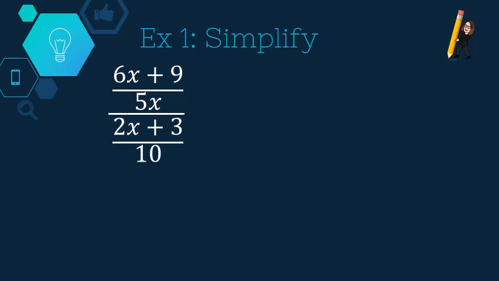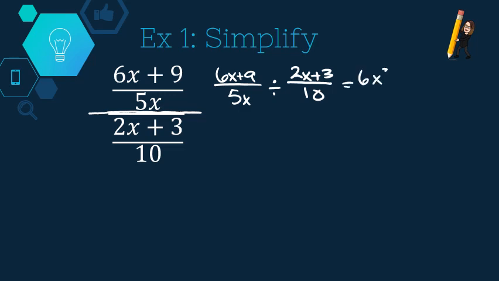To start off here, I can see that I have a fraction within a fraction. The first thing I'm going to do is rewrite it with a division symbol. Now, as I'm doing this, some of you might think, well, why not just multiply by the reciprocal right away? I'm okay if you jump to that step. So if you want to skip and go straight here, (6x+9)/(5x) times 10/(2x+3), you can do that.